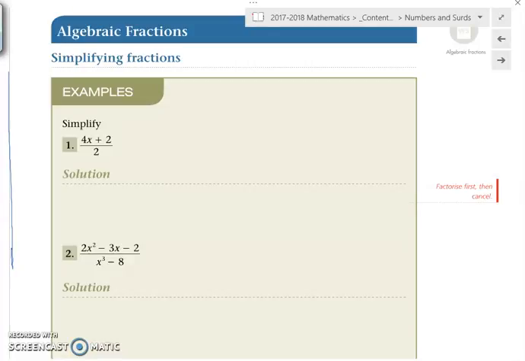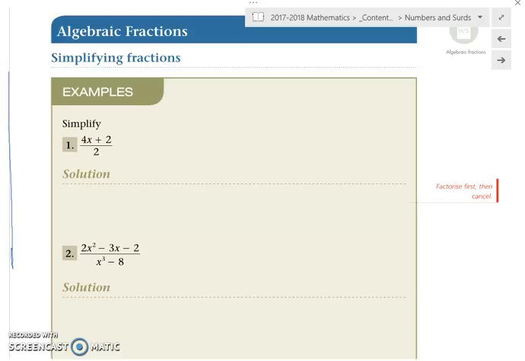When you're doing algebraic stuff, you normally ask to factorize, expand, simplify. When you're dealing with algebraic fractions, you can just simplify without factorizing, but the first one is easy enough to do that. The second one is not. So what we're going to do is factorize it first.